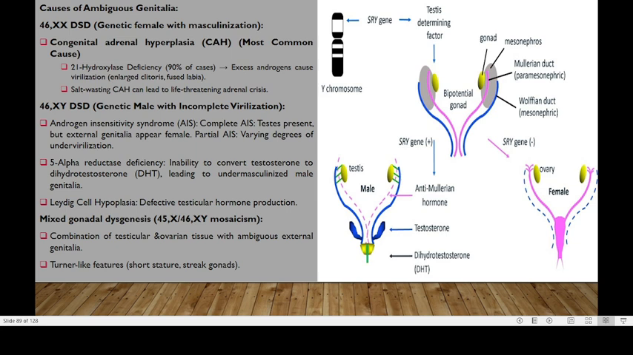The third subtype or cause of ambiguous genitalia could be mixed gonadal dysgenesis. This could be 45,X or 46,XY mosaicism. So that includes a combination of testicular and ovarian tissues with ambiguous external genitalia. We have Turner-like features, so we have short stature with streak gonads.